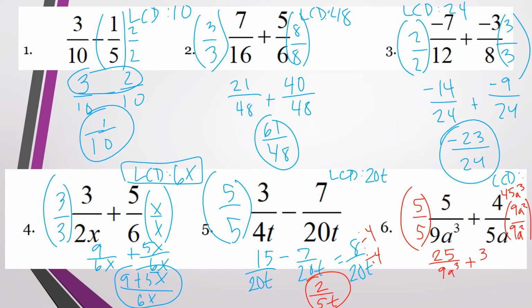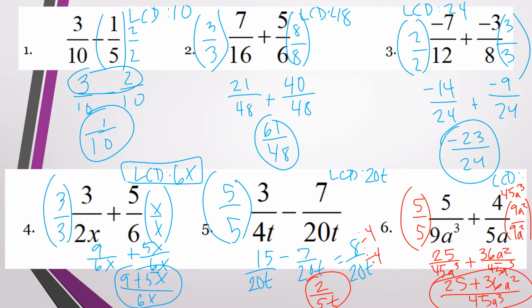4 times 9 is 36, and then a squared over 45a to the, oops, that shouldn't be 9a to the third, it should be 45a to the third. And then 45a to the third. So then just combine on the top. You cannot simplify this, so just leave it as 25 plus 36a squared over 45a to the third, and that's your final answer.